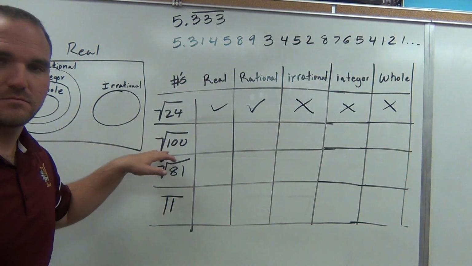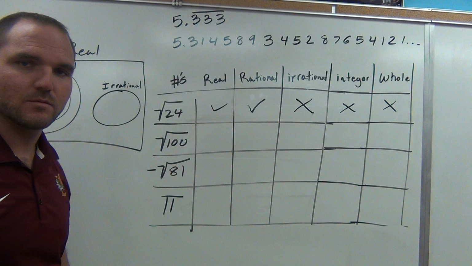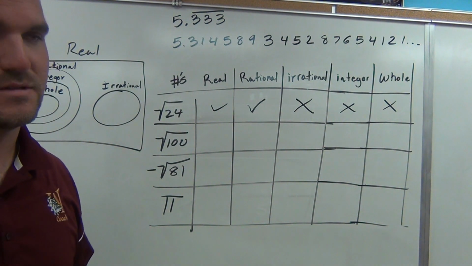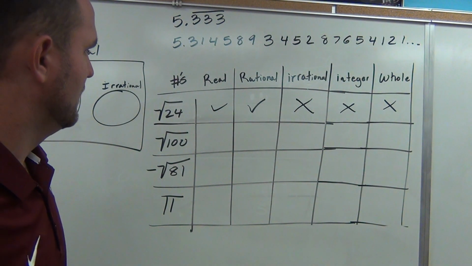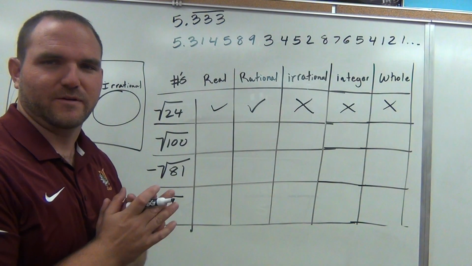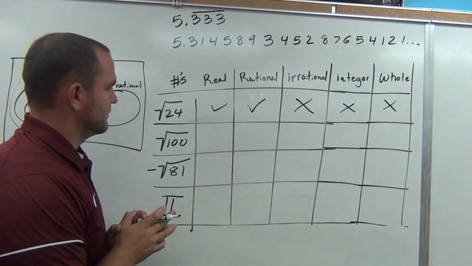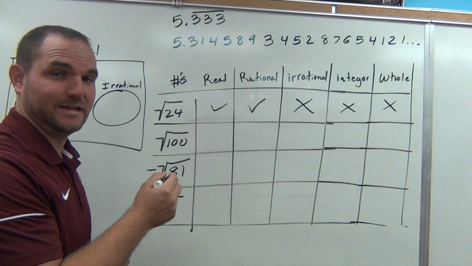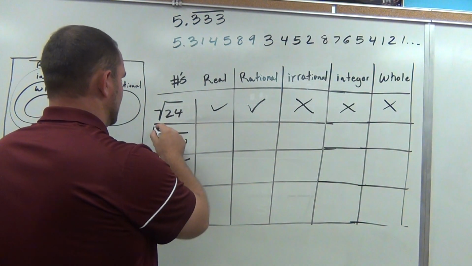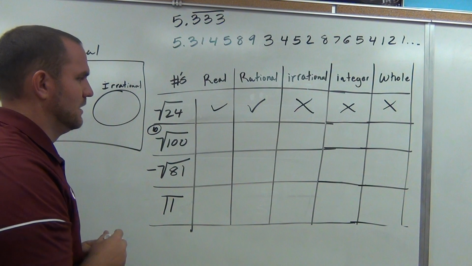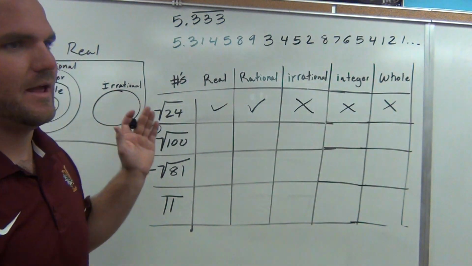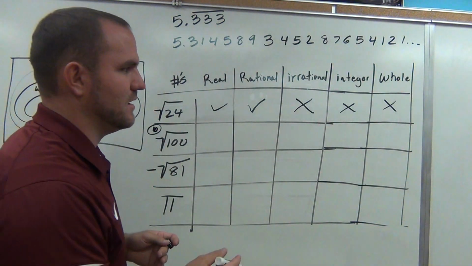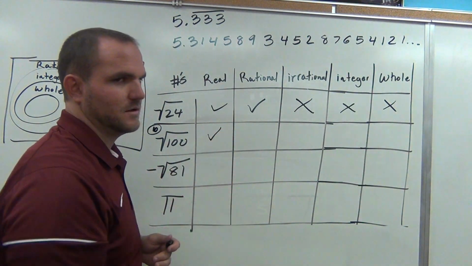So try the square root of 100. It's a fairly simple one. Hopefully you don't need your calculator, but we'll find out. So what times what makes 100? It's 10. So 10 is your answer there. So everything falls into a real number.